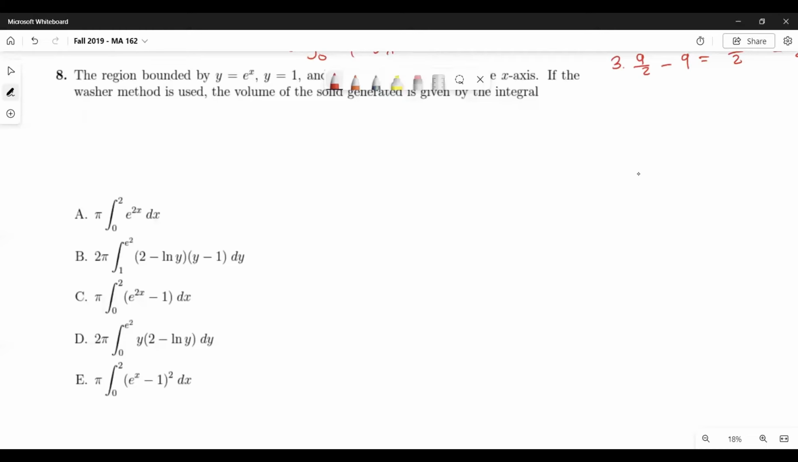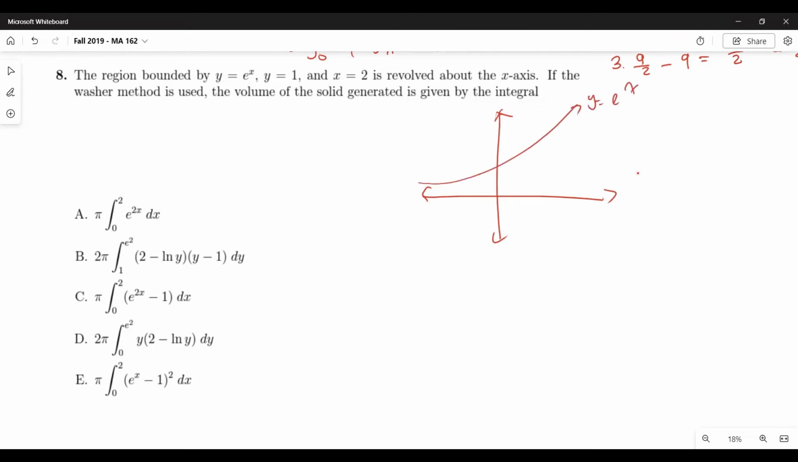This question asks, if the Washer method is used, the volume of the solid generated is given by the integral. So let's draw the curves first. So y is e to the x, like this. This is 1, y equals 1, like this. And x equals 2, like this. So the area is this region.